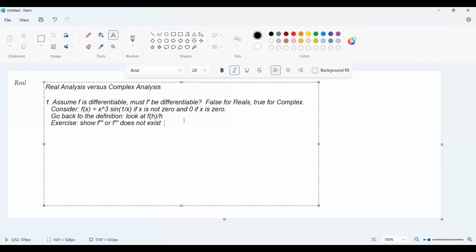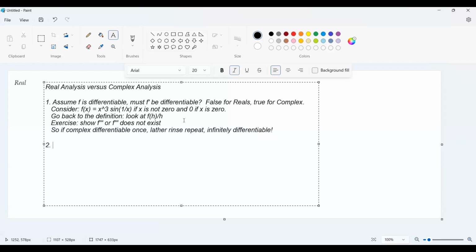In complex analysis, if you're differentiable once, you're differentiable twice. What can you immediately deduce from that? That you're infinitely differentiable. So if complex differentiable once, lather, rinse, repeat, infinitely differentiable. That's extremely different than real analysis, completely different.